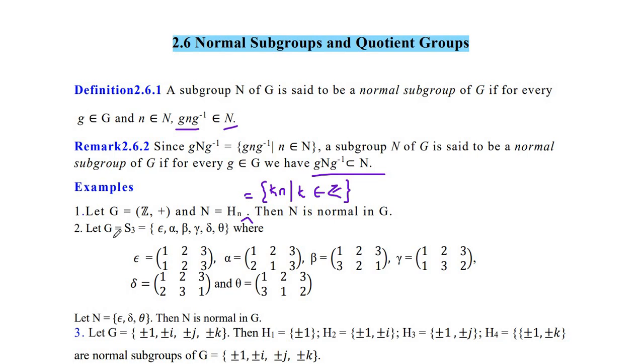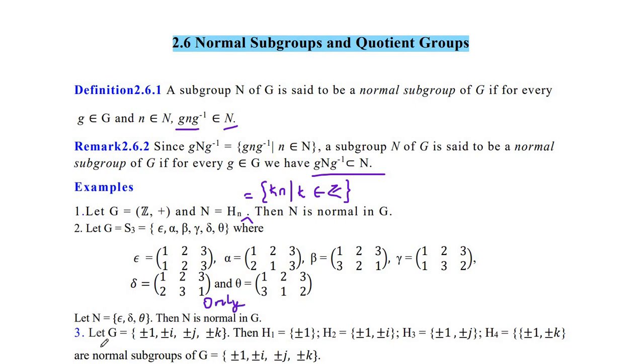The next example is S3, which consists of epsilon, alpha, beta, gamma, delta, theta, where we know already that epsilon, alpha, beta, gamma, delta, theta stand for this. Then if we consider this collection epsilon, delta, theta, that is a subgroup known already, and that is the only normal subgroup in S3.